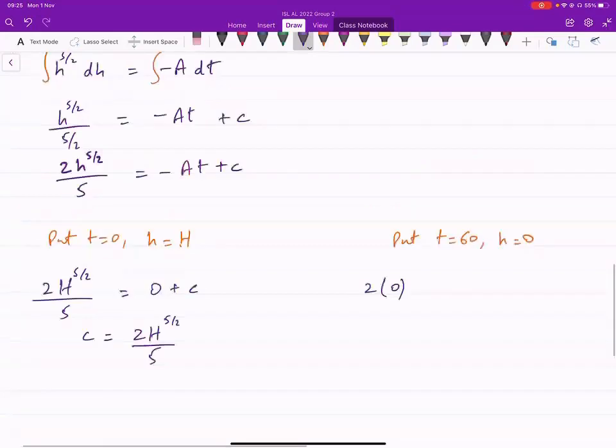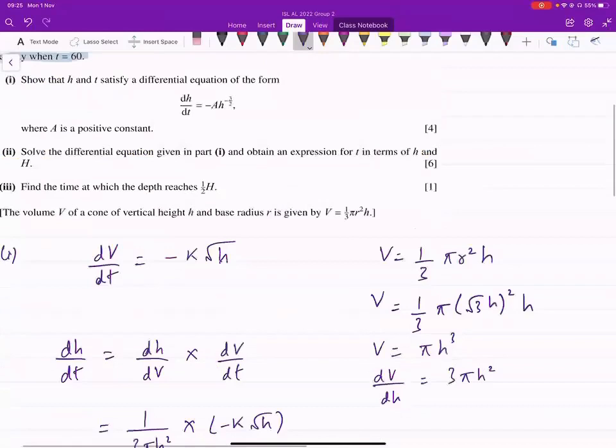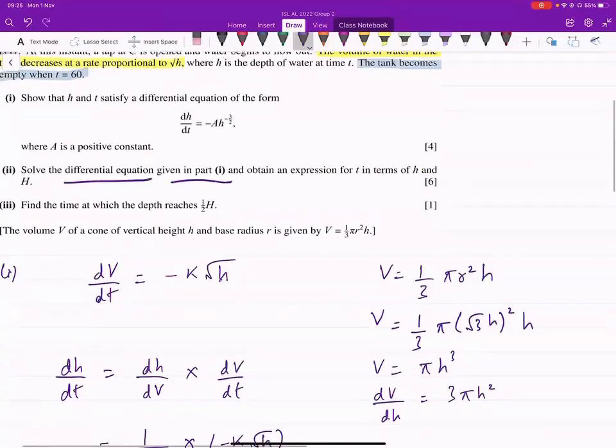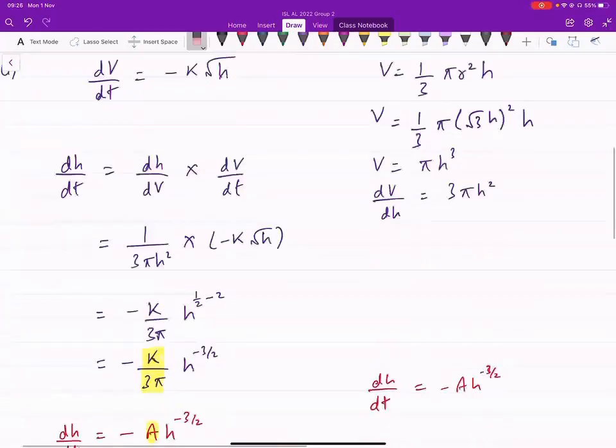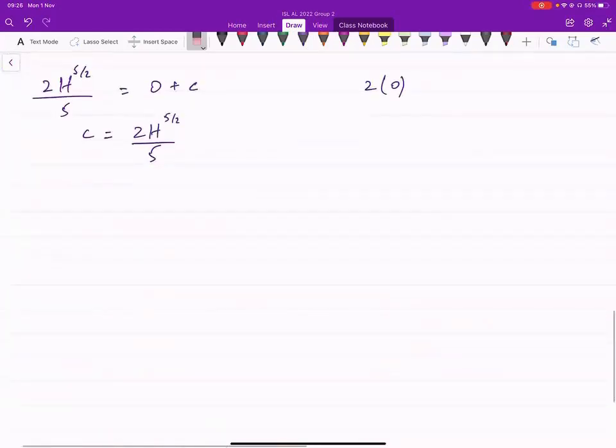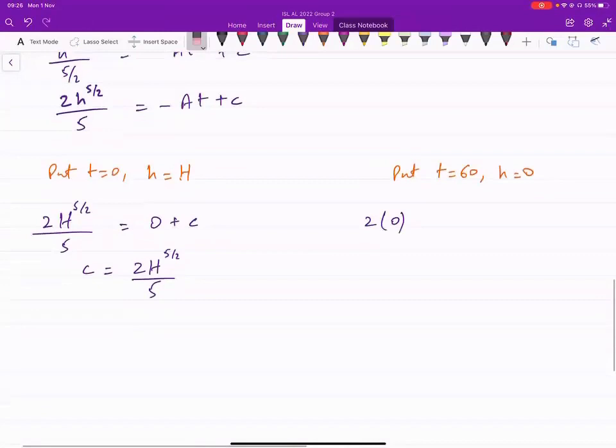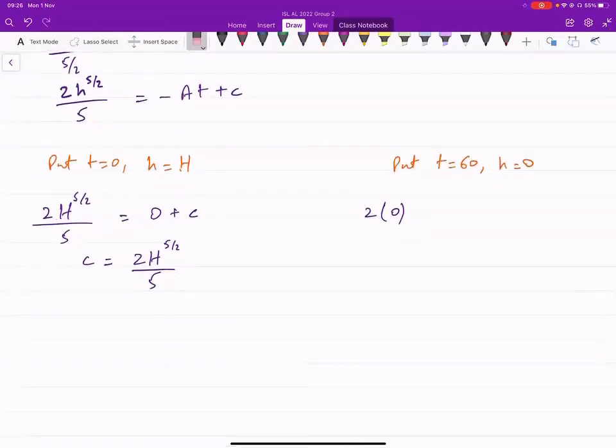No. So उसने कहा था solve the differential equation given in part 1. So you have to solve this equation, right? So just use the form that is given. You have to use that form. Okay. So we say 2 into 0. H is 0. So 0 raised to power 5 over 2. That's still going to be 0. Divided by 5. That's equal to minus a into 60 plus c.